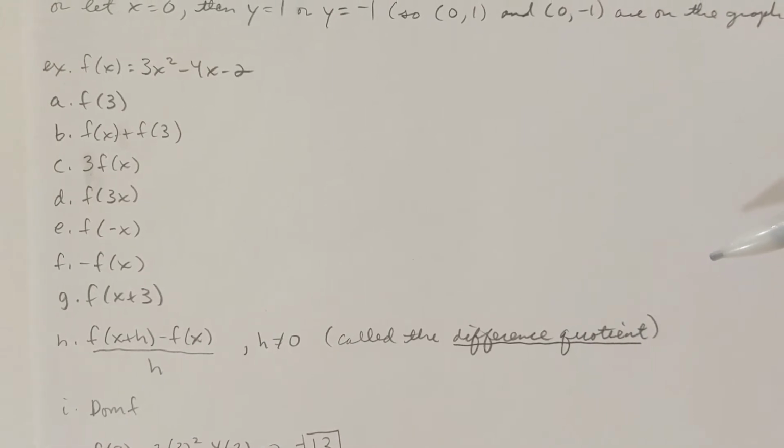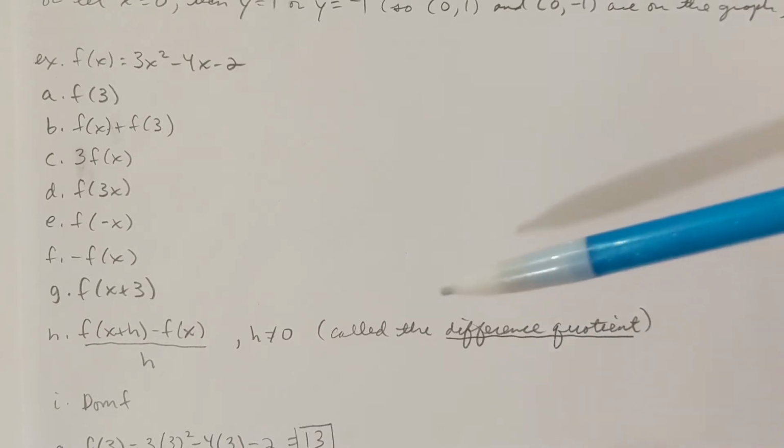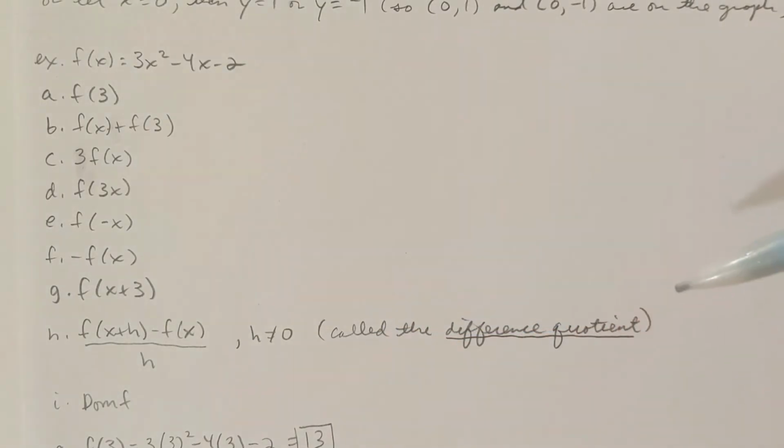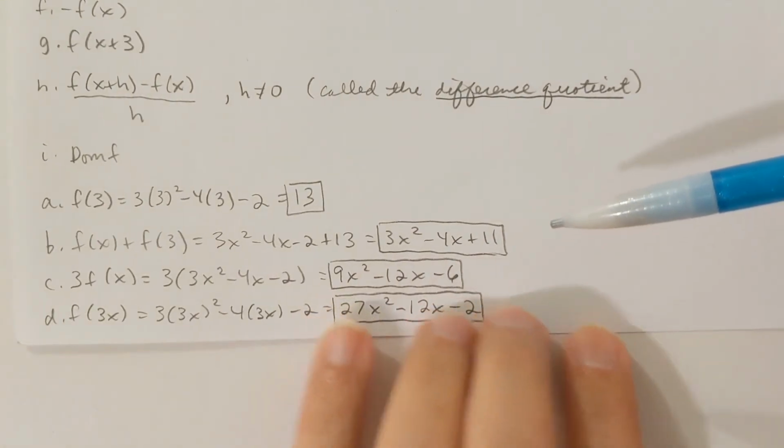Here's an example. f of x is equal to 3x squared minus 4x minus 2. Let's compute the following here. f of 3, f of x plus f of 3. 3 times f of x, f of 3x. f of negative x, negative f of x. f of x plus 3, and f of x plus h minus f of x all over h, h is not 0. We call this the difference quotient of f. And then part I, the domain of f.